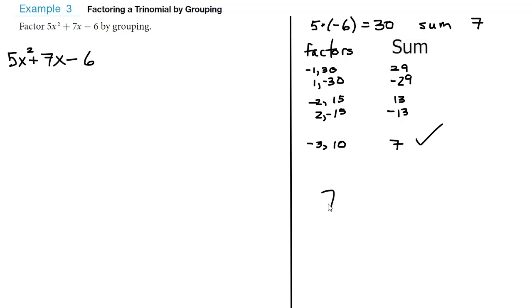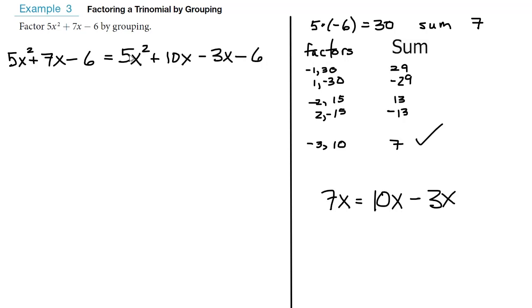So I have to rewrite 7x as, well, I need something that I can factor with 5x squared, so I'm going to put that as 10x subtract 3x. So I'm going to rewrite this. It's going to be 5x squared plus 10x subtract 3x subtract 6. And this is going to be my grouping symbols now. I'll put a little plus sign there and I'll group the negatives together.